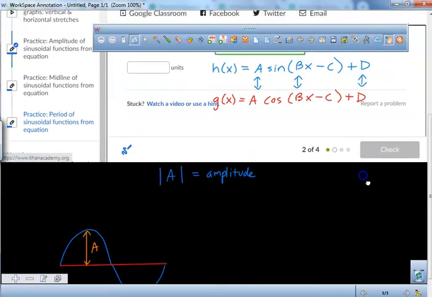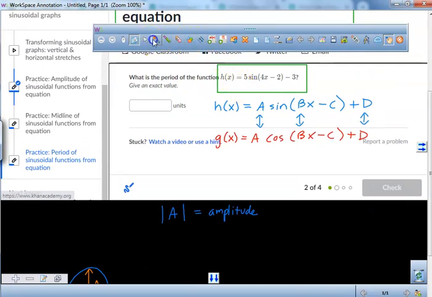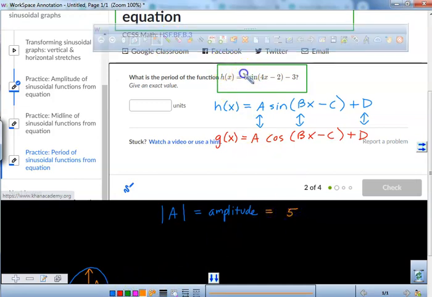So our amplitude in our problem right here, what would be the absolute value of our amplitude? It's just a 5. So I'm going to put the a value is equal to 5. So that's the a value. Okay? Over here, we have the d value. Now, the d value always represents the midline, not the absolute value of d, just d will always be the midline. So what does it say our d value is equal to? -3. So we'll put -3.